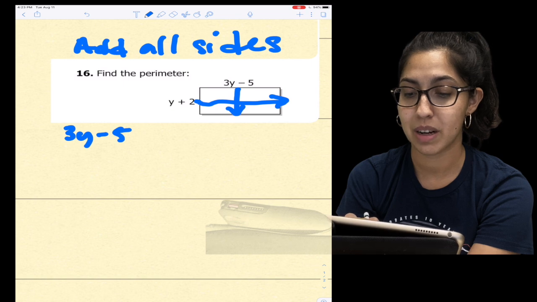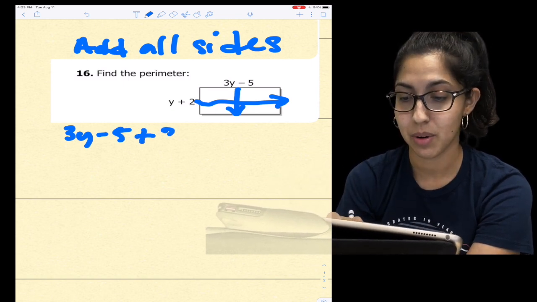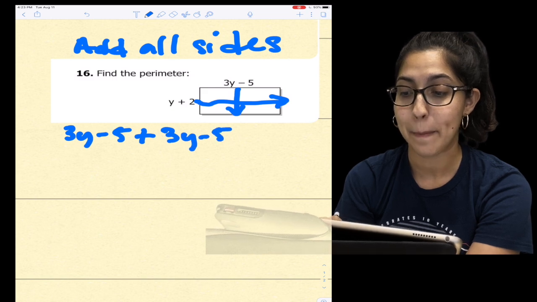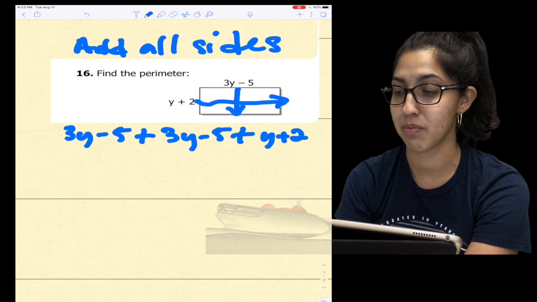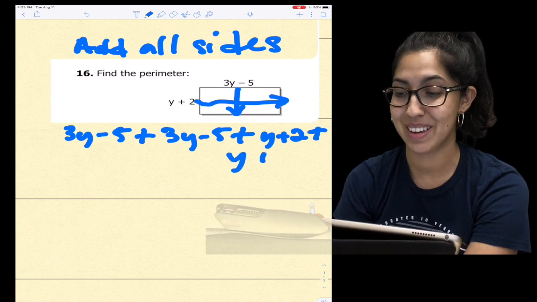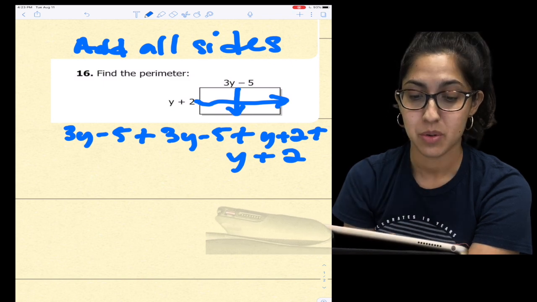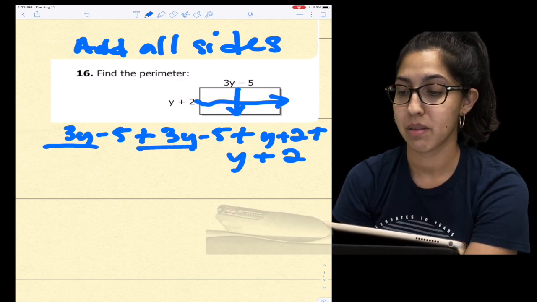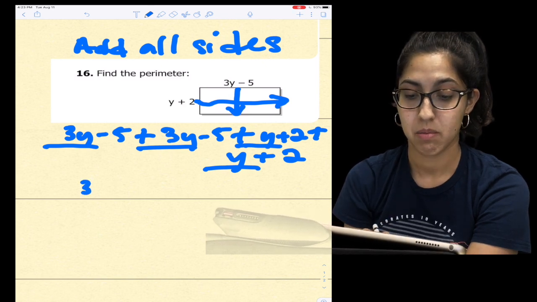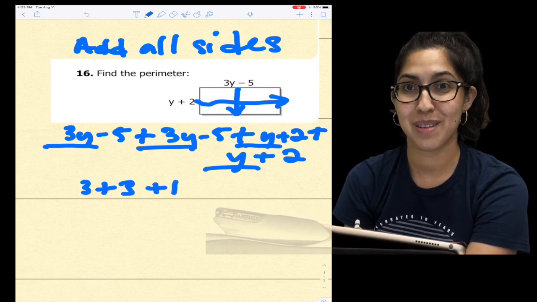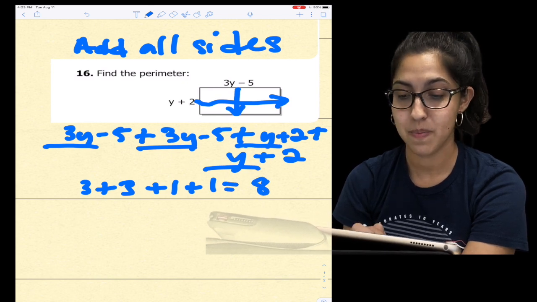So 3y minus 5 plus, that plus is gonna go between each thing. 3y minus 5 plus y plus 2, and I'm running out of room, plus y plus 2. Okay, so now let's go ahead, combine like terms. So we've got 3y, 3y, 1y, and 1y, okay? So 3 plus 3 plus 1 plus 1, that is gonna be 6, 7, 8, okay?